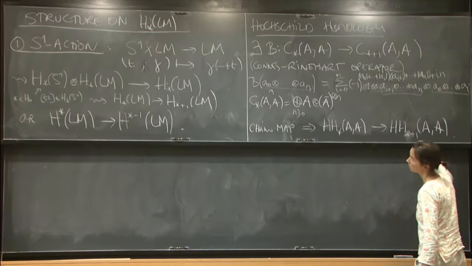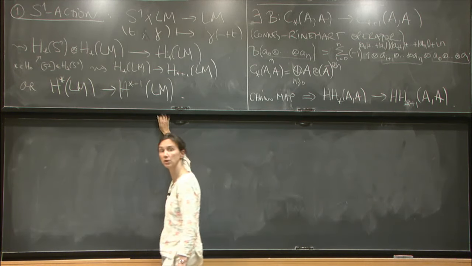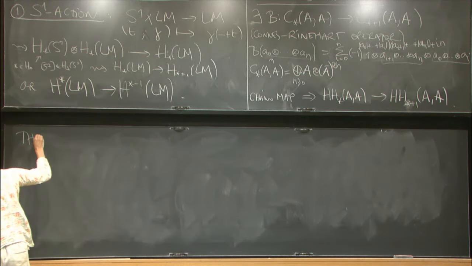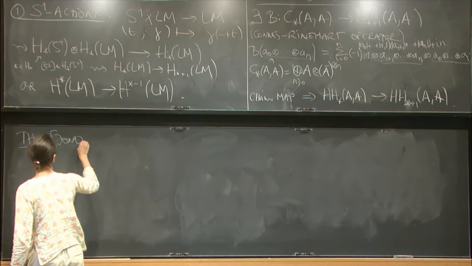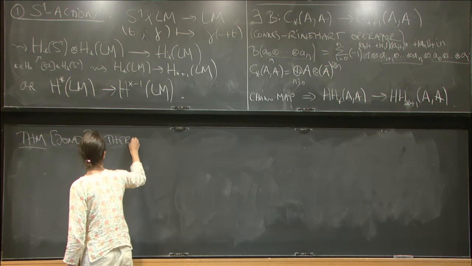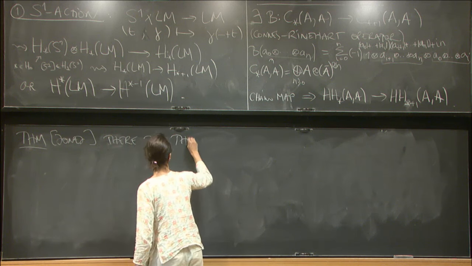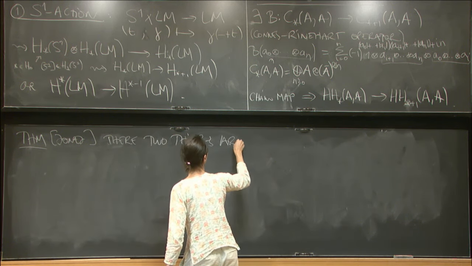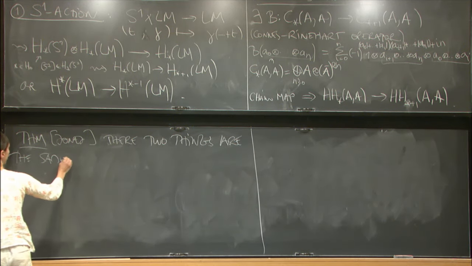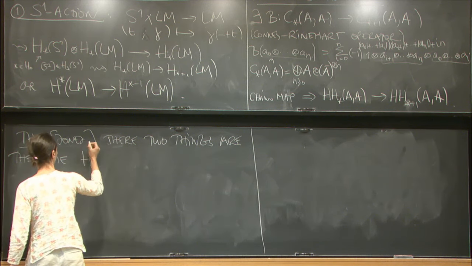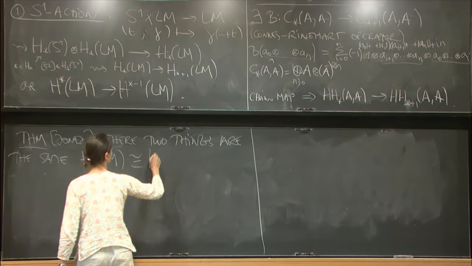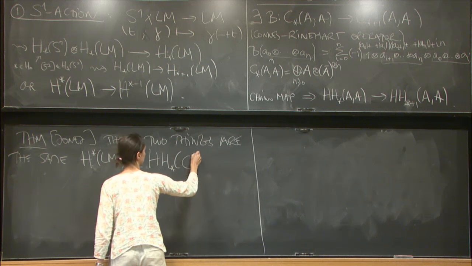Okay. Now we had this dictionary between the homology of the loop space and the Hochschild complex. And so the theorem, this is part of Jones's theorem, is that under the isomorphism we wrote yesterday, the cohomology of LM isomorphic to the Hochschild homology of the cochains, these two maps are the same.